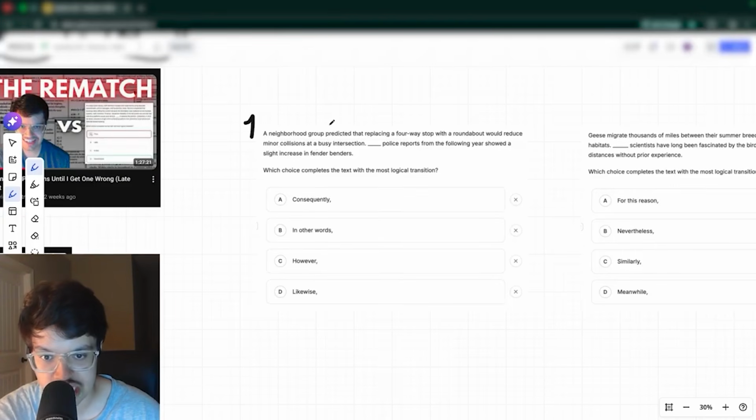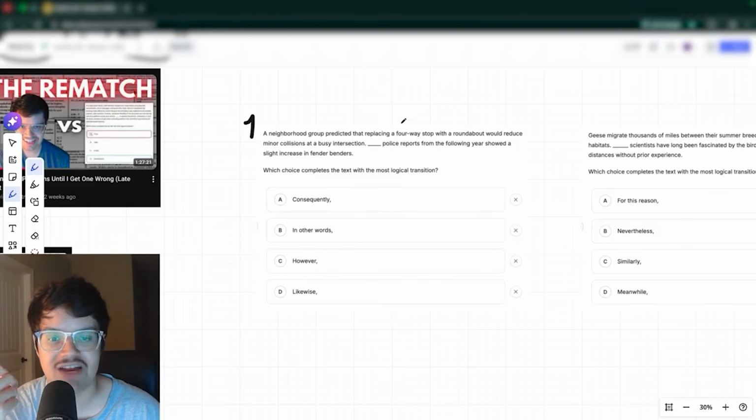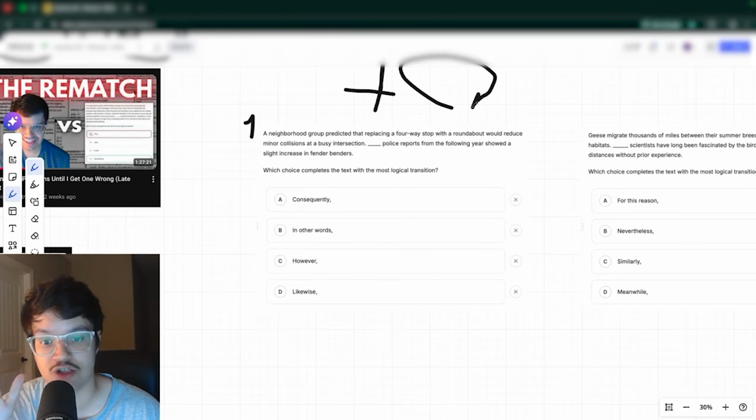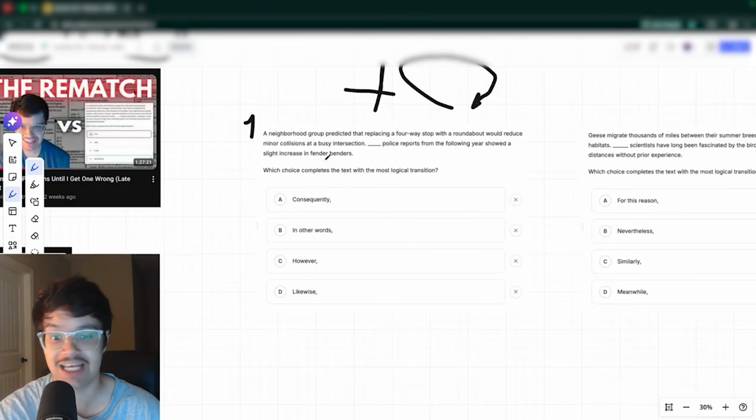A neighborhood group predicted that replacing a four-way stop with a roundabout would reduce minor collisions at a busy intersection. So basically, instead of having this four-way stop here, we're going to have a roundabout, and that's going to make it so there are fewer car crashes at this intersection. That's the summary for the first sentence. Blank, police reports found that the following year showed a slight increase in fender benders. Okay, so basically it was the exact opposite. They found there were more car crashes when they did it.